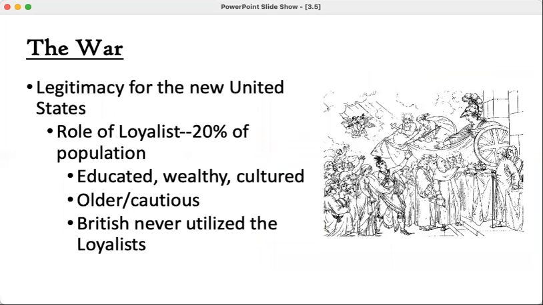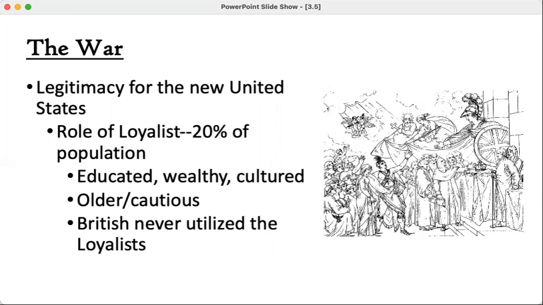So the war itself asks some questions, right? How legitimate is this new United States? Jefferson writes the Declaration, people sign it, it has nice language, blah, blah, blah. Okay. But just because your representative signed it doesn't mean it's the general will of the people, to borrow language from Rousseau. So what did most American colonists actually think?